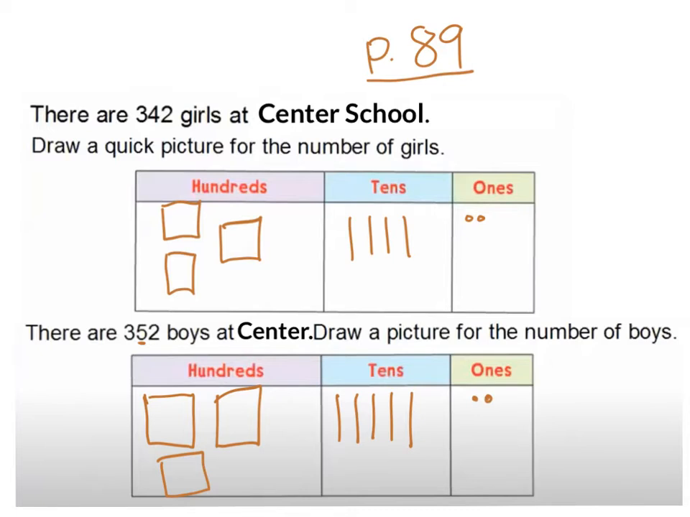What place changed between these two? The ones, the tens, or the hundreds? The tens place changed. We have 10 more down here for the boys. And if we look back at our numbers, we have 342 and 352. So we added 10 more. We counted on 10.